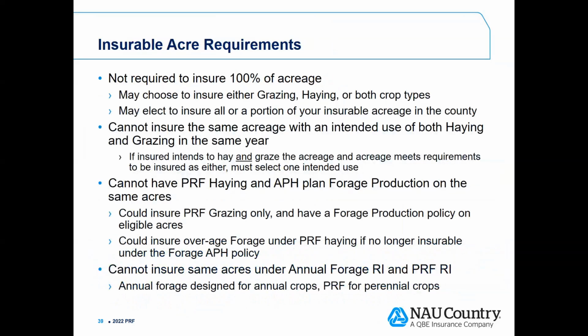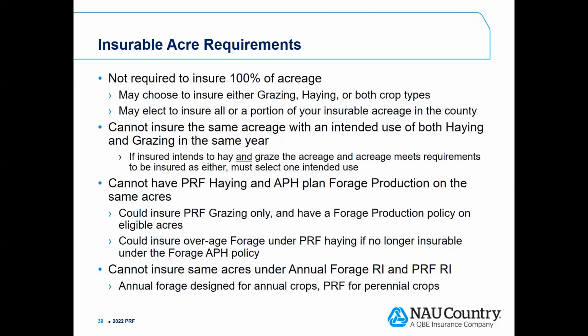Insurable acreage. PRF is the only policy that does not require you to put 100% of the acreage in the policy. We know if you have corn on the policy in County A, you have to insure all the corn that you put in the ground in County A. Annual forage has the same requirement. Any annual forage crop you put in the ground, you must insure 100% of it.